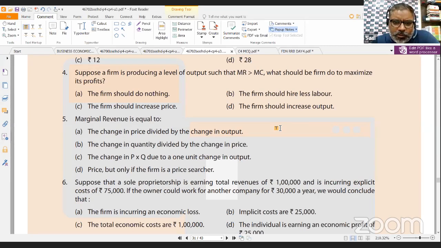Supermarkets are located throughout the country. Can it be called a regional market or a national market? It can be called a national market also, because they are purchasing and selling throughout the country. Anyway, it doesn't make any difference.